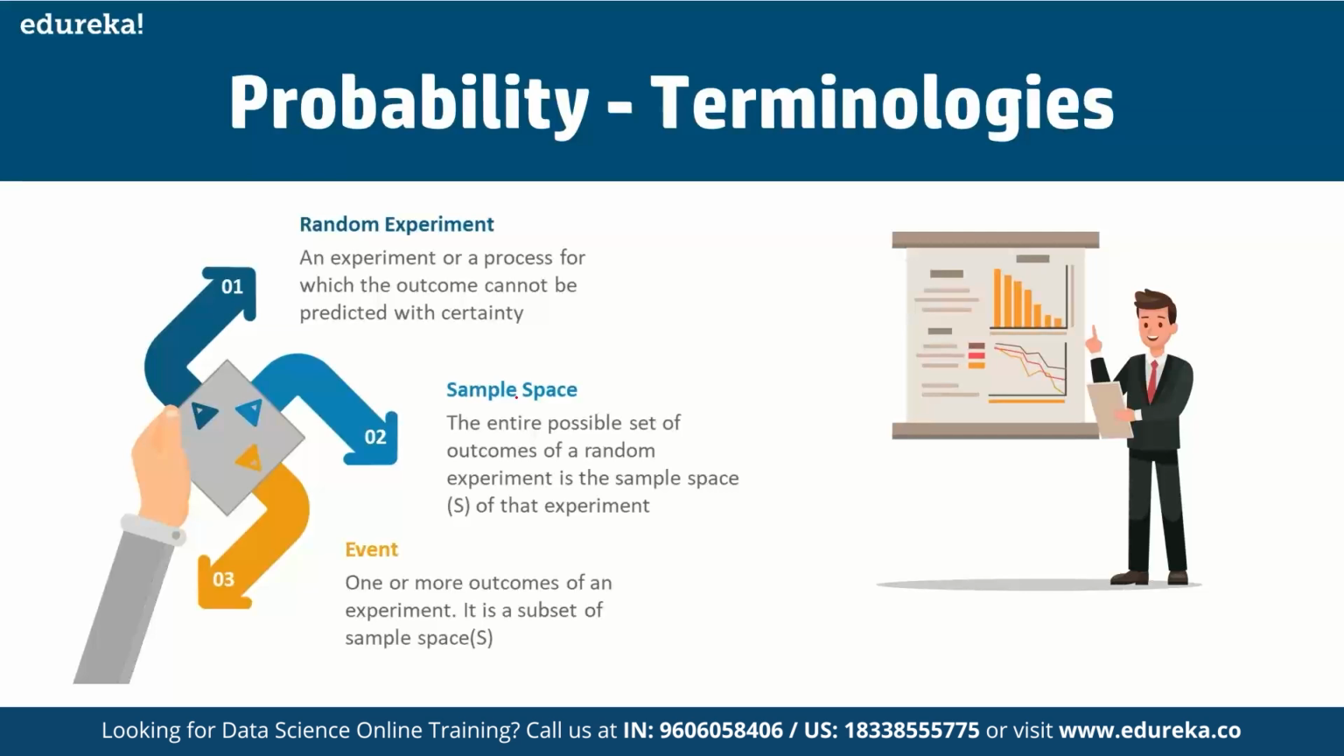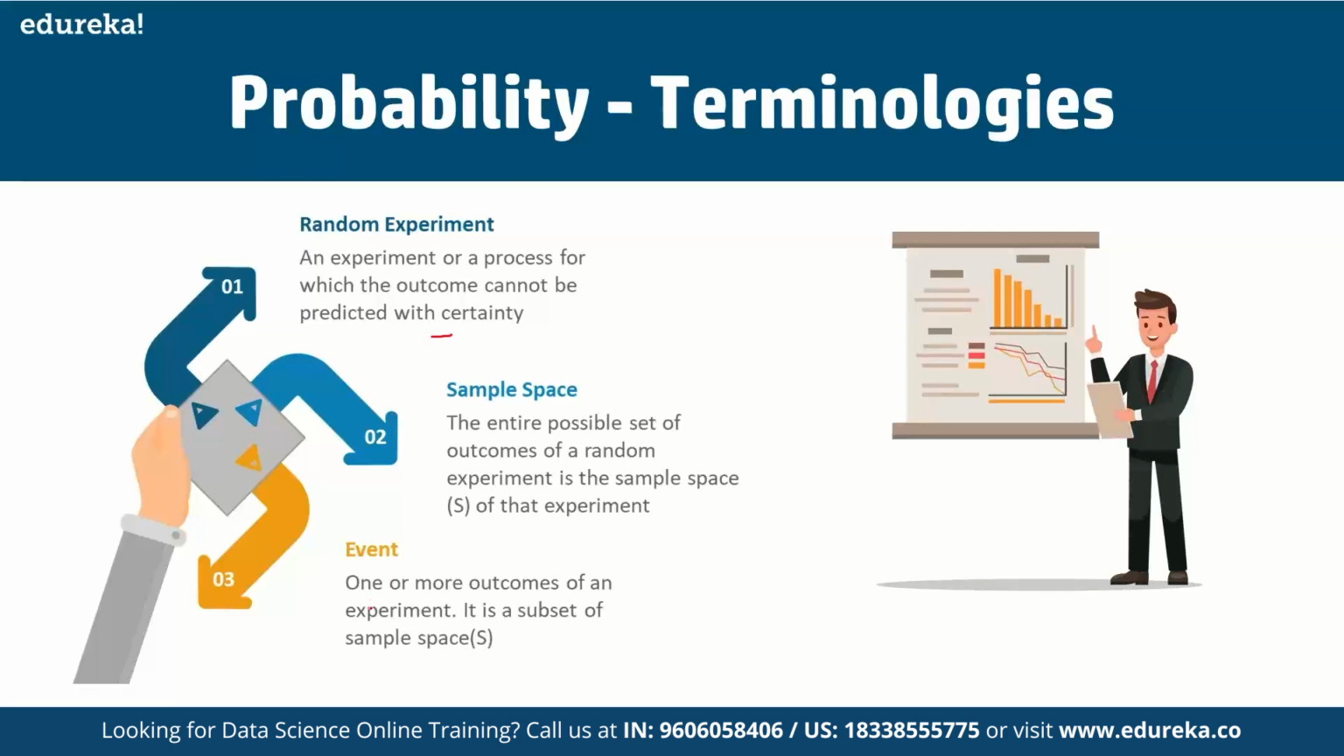That is your sample space. What is a random experiment? An experiment or a process for which the outcome cannot be predicted with clarity. So you cannot tell what is going to happen or what would be the number when you're going to toss a coin or when you're going to roll a dice, right? So that is called a random experiment.